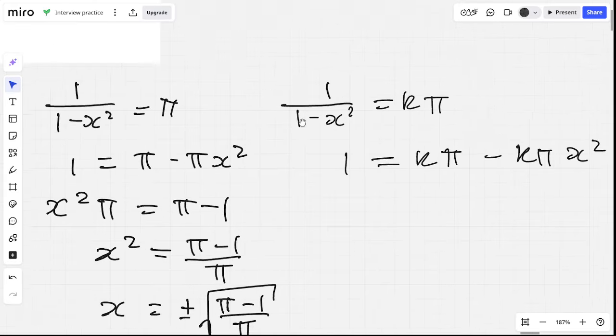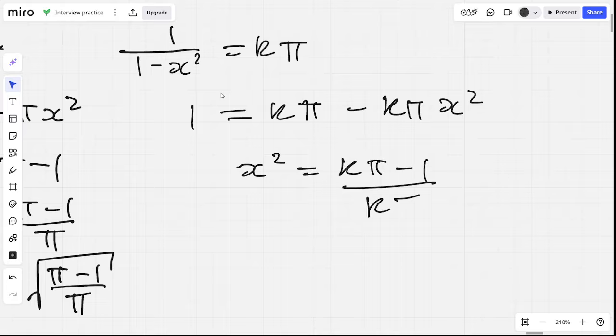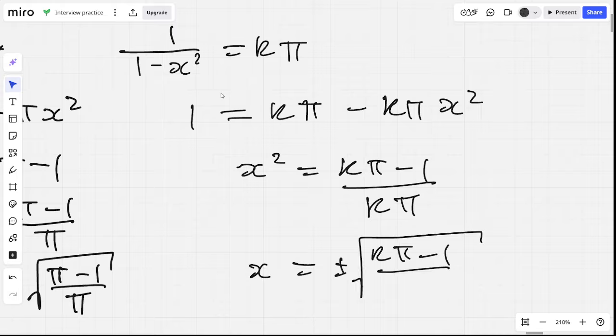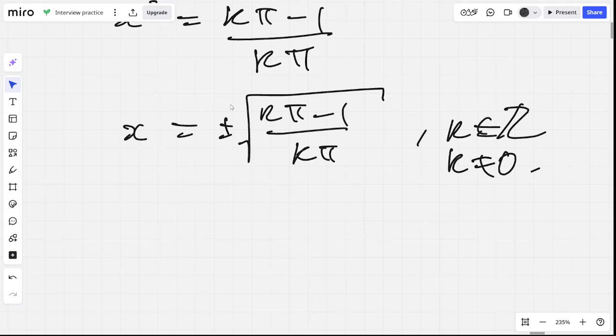And now, if I solve this quadratic, I get k pi minus 1 over k pi. Therefore, my roots are going to be plus minus the square root of k pi minus 1 over k pi, where k is an integer and k is not 0, which is very important. Now, that means I can generate all my roots for sine, for this specific sine at least.